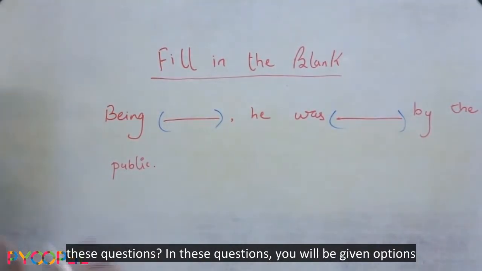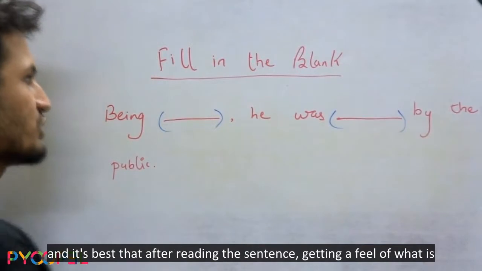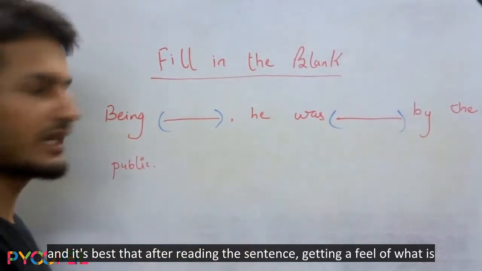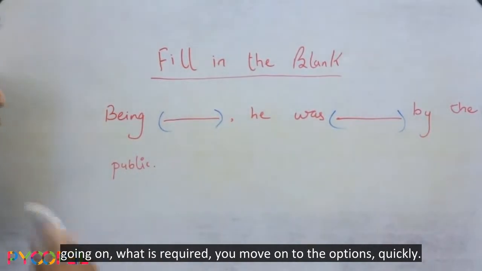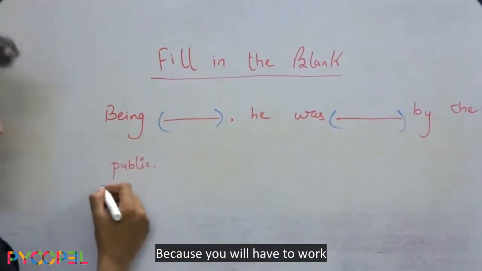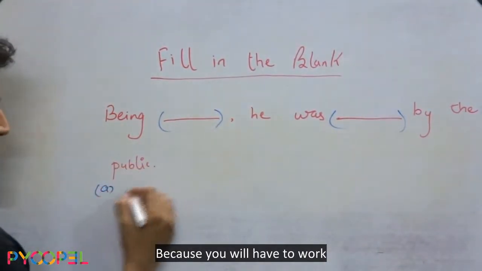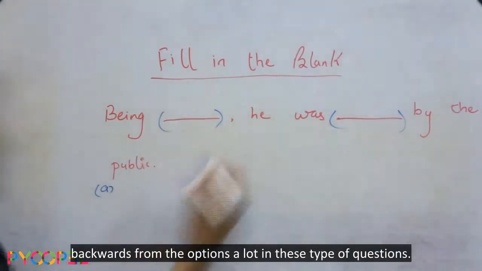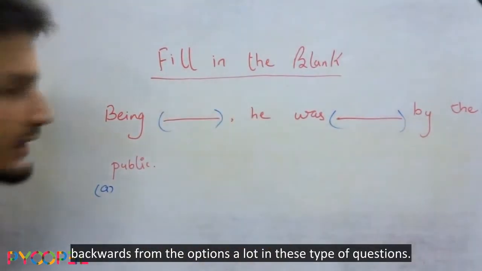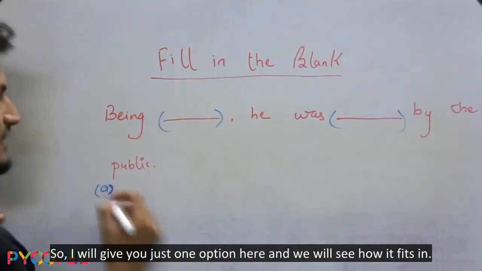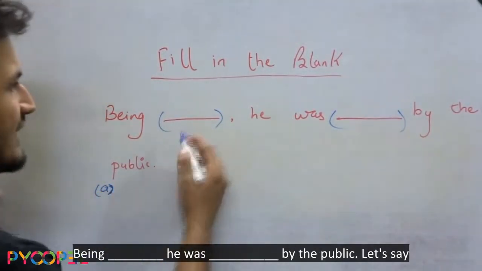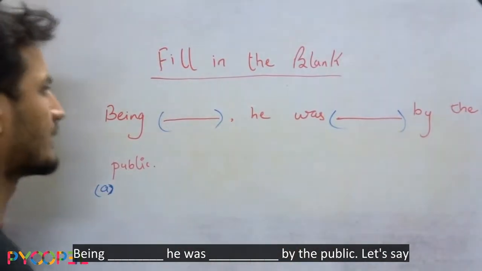In these questions, you'll be given options, and it's best that after reading the sentence, getting a feel of what is going on, what is required, you move on to the options quickly, because you'll have to work backwards from the options a lot in these types of questions. So I'll just give you one option here and we'll see how it fits in. Being dash, he was dashed by the public.